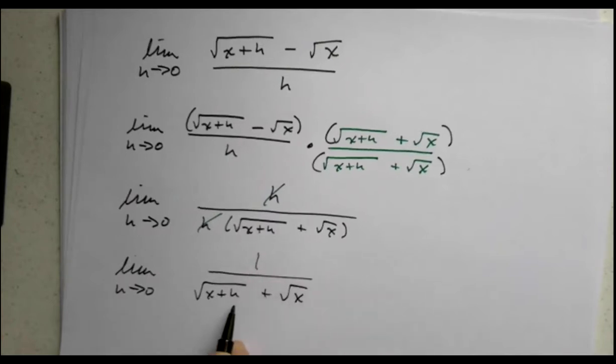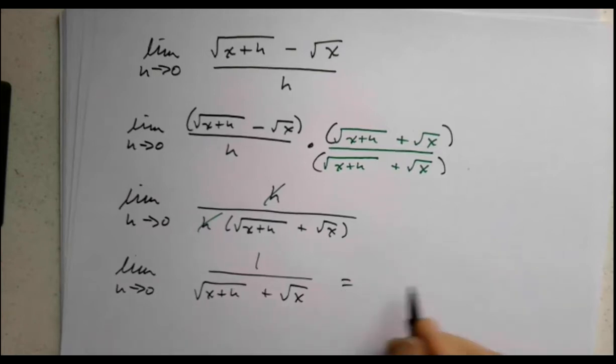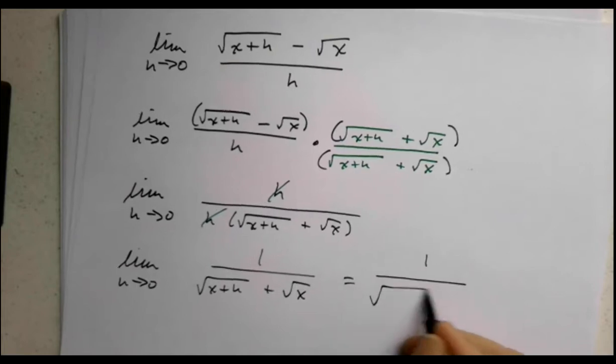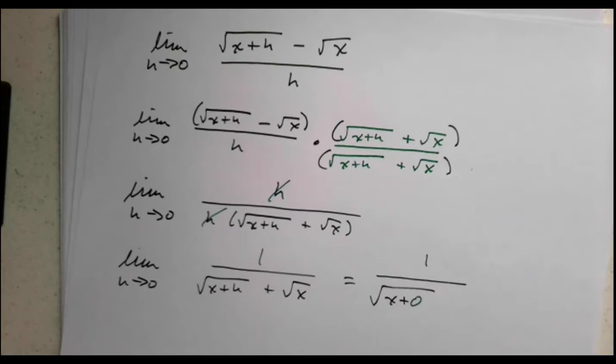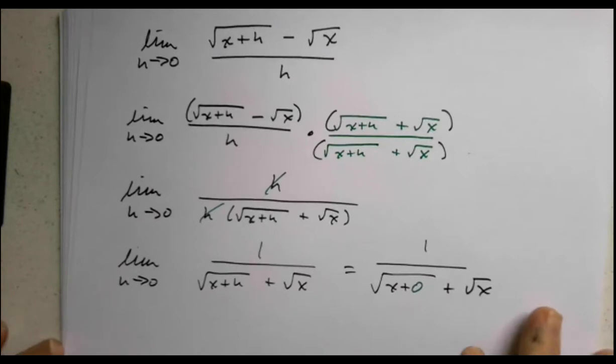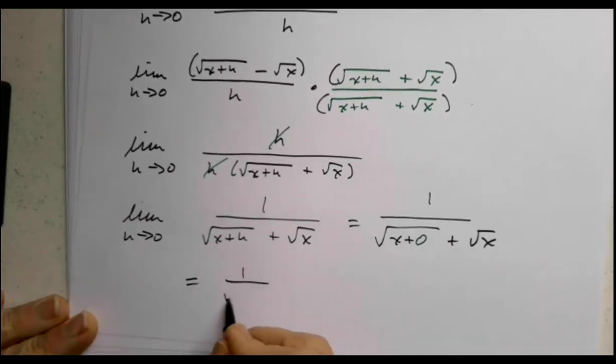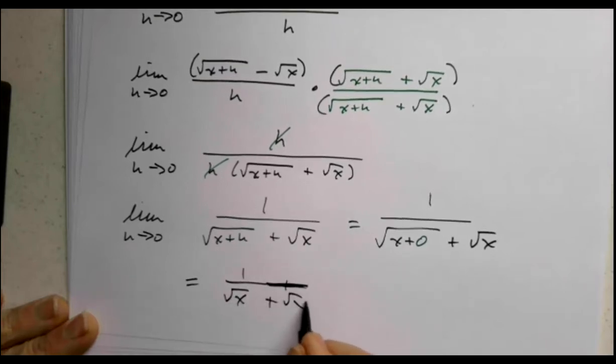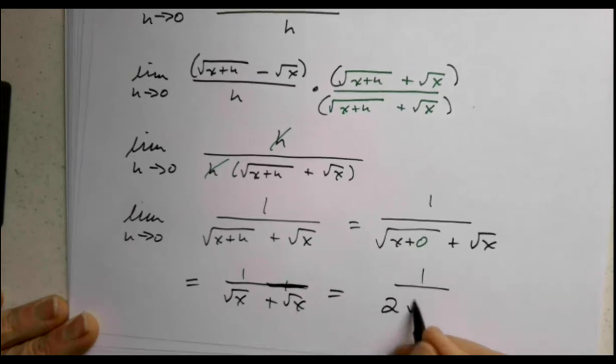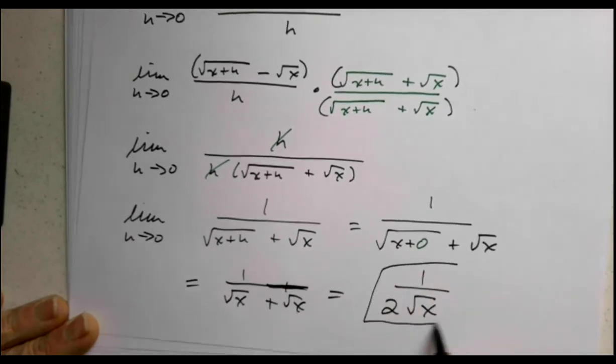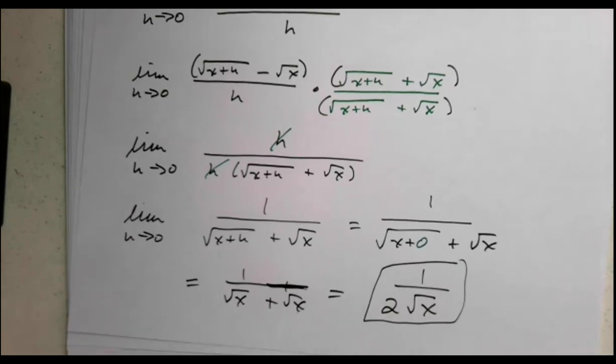h goes to 0. So now I'm going to go ahead and plug that 0 in for h. Make sure you're paying attention to the variable. So it's 1 over root x plus h is now 0, plus root x. And we get 1 over root x plus root x, which is 1 over 2 root x. And that will do that for this lesson.